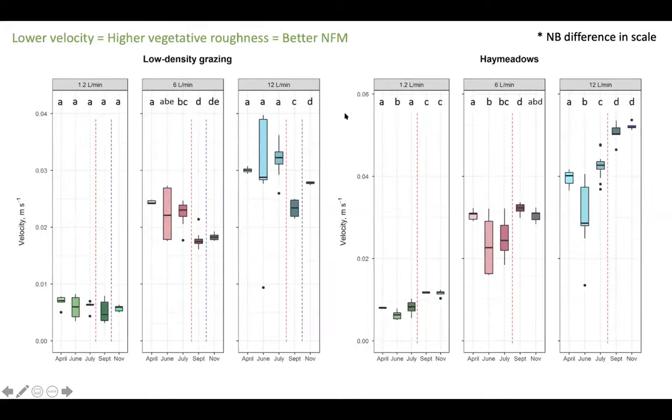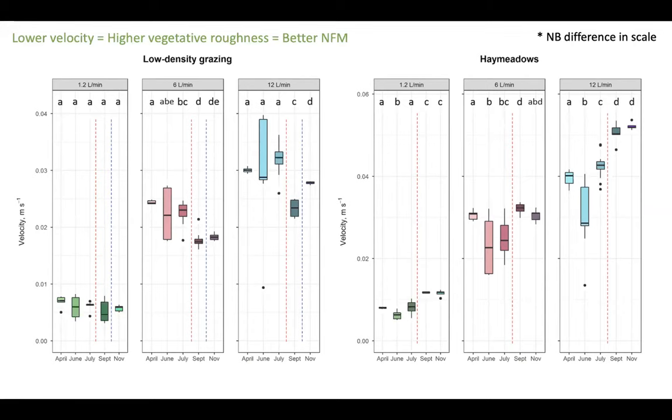If we compare that to our managed habitats, you can see that they're very strongly management driven. So the low density grazing habitat here, we've got two management events. The red dotted line between July and September shows when ewes were separated from the lambs. So there's quite a distinct reduction in grazing intensity during this time.